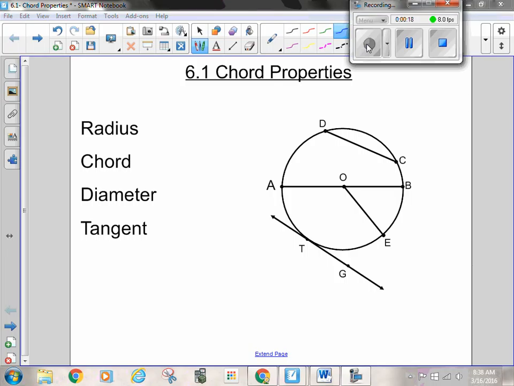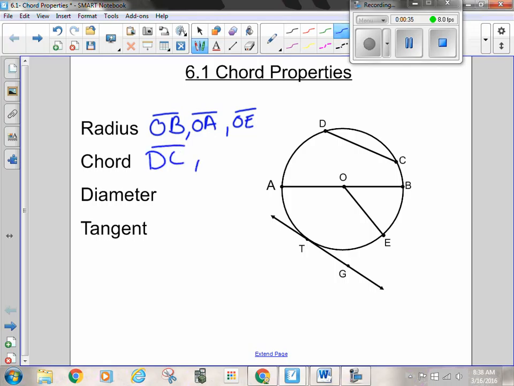So let's talk about a radius. We actually have three of them here: OB, OA, and OE. A radius starts from the center and goes to the edge of the circle. Then we have chords, which would be DC. Another chord would be AB. A chord is going to have its endpoints on the circle. So our radii would not be chords because the other end is not on the circle.